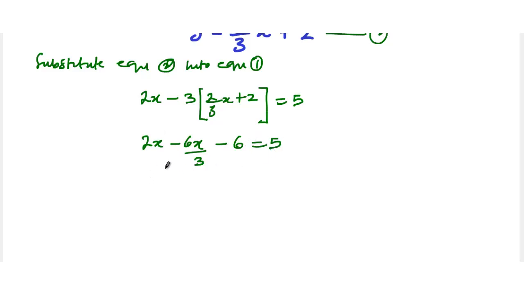So in that case, we can say 2x, and 3 divides into 6 to give 2, so we have 2x minus 2x, which will now be equal to 5 plus 6. 2x minus 2x, that is 0, is equal to 11.